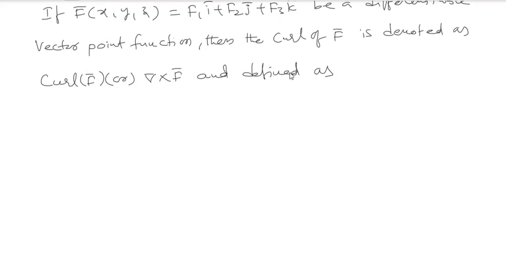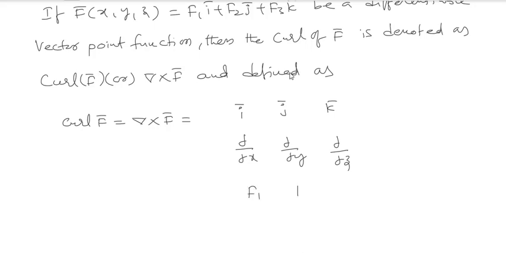curl f bar is equivalent to del cross f bar, which is the determinant with rows i bar, j bar, k bar, then dou by dou x, dou by dou y, dou by dou z, and the functions f1, f2, f3. This is the curl. So gradient is direct multiplication, divergence is the dot product, and curl is the cross product.